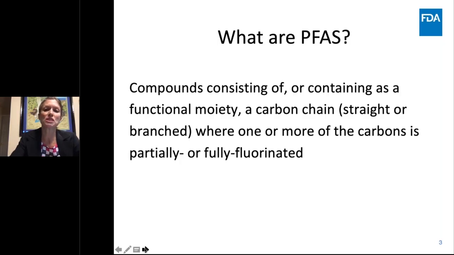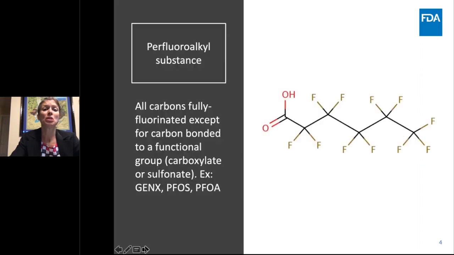Now, there are two specific types of PFAS that I'm going to discuss during my talk. One is what are called perfluorocarboxylates, which are alkyl carboxylates, where all carbons are fully fluorinated except for a carbon bonded to a functional group that is the carboxylate group. And as you can see here, perfluorohexanoic acid is the example of this compound class that will be discussed during my presentation.